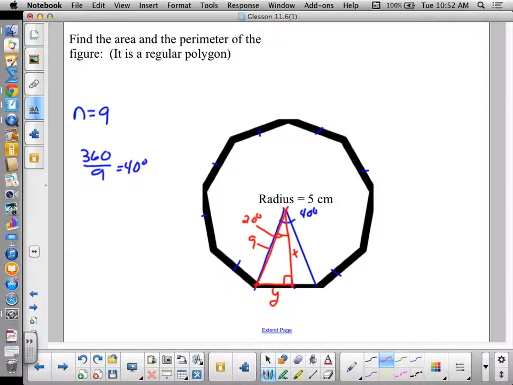Somebody tell me, how am I going to solve for either x or y here? Pick one. We can't do both at once. Okay, y. Y is which side with regard to my angle? And 5 is the hypotenuse. Which one uses opposite and hypotenuse? Sine. So sine of 20 is y over 5. So 5 times sine of 20.